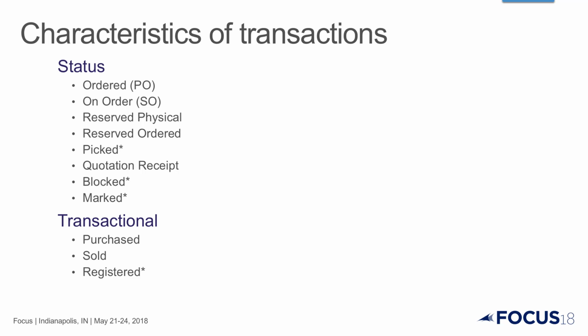Then transactionally, we have the purchased, sold, and then also registered becomes in the transactional side, because registered means I've received it, but I haven't put it away yet. Now, one of the things you'll notice on this, on the picked, blocked, marked, and registered: these are problematic transactions that I have identified over time as causing a problem if you cycle count the inventory behind them. And let me illustrate.